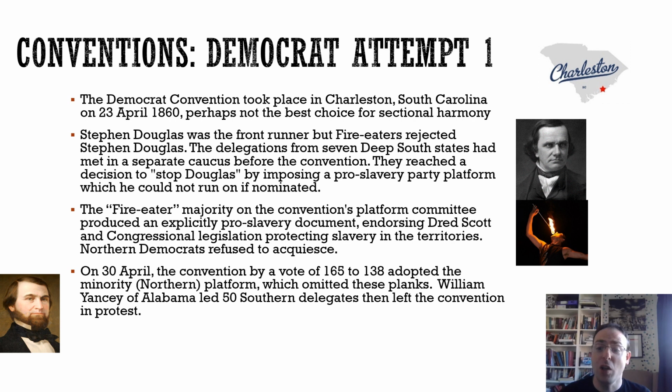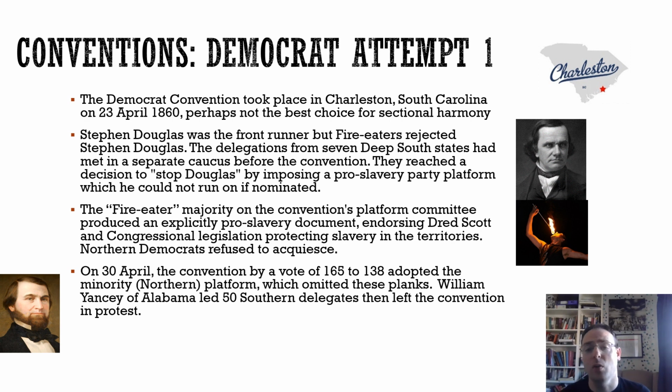Right, so conventions for the Democrats are a bit more complicated. The first one took place in Charleston in South Carolina. Probably not the best choice if you're looking for sectional harmony at this point.